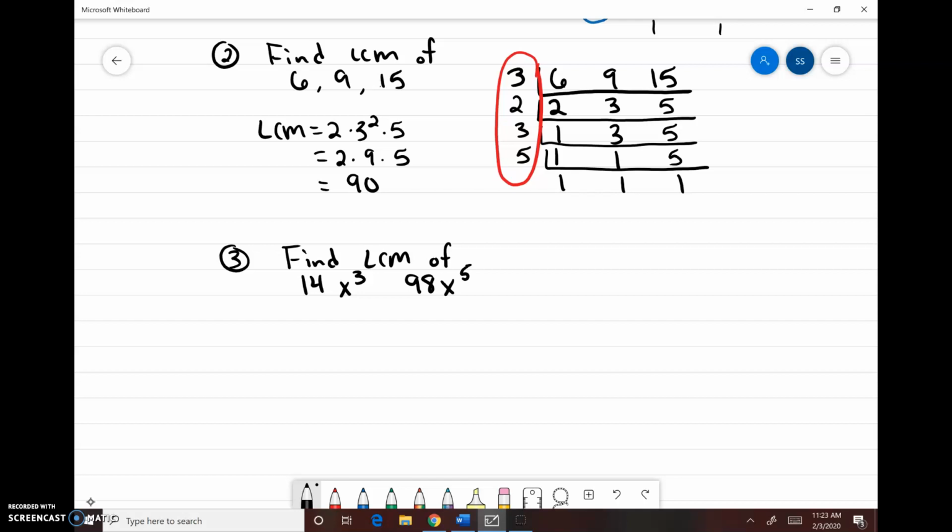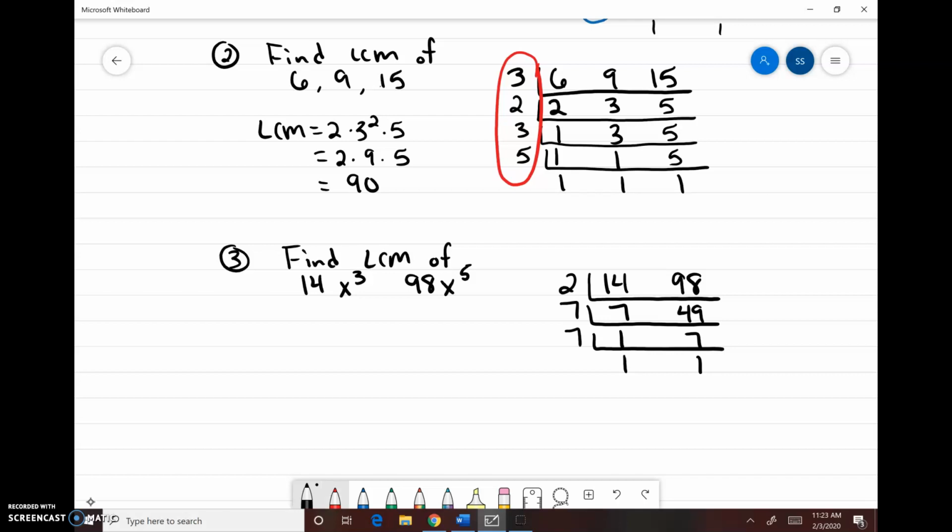Alright, so first things first, let's focus just on the numbers. Let's not pay attention to the variables yet. Let's just look at how we would do the numbers. So again, 14 and 98, half box. Well, they're both even, so I'm going to use 2. So it leaves me a 7 and a 49. Now I can use 7. So I get a 1 and a 7. And now I use another 7, and that gives me 1 and 1.